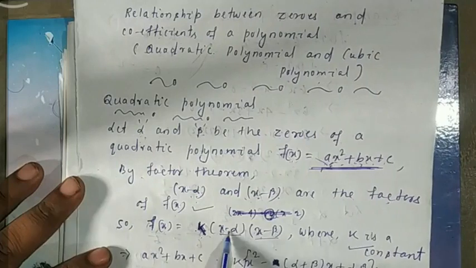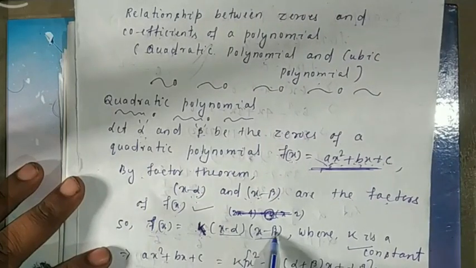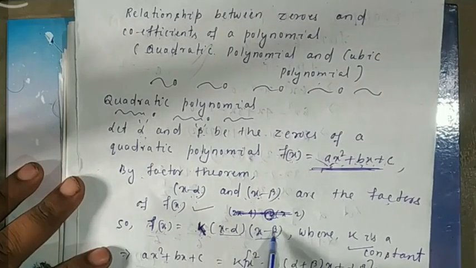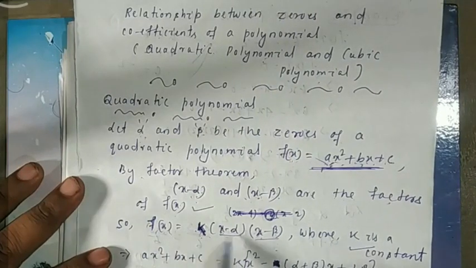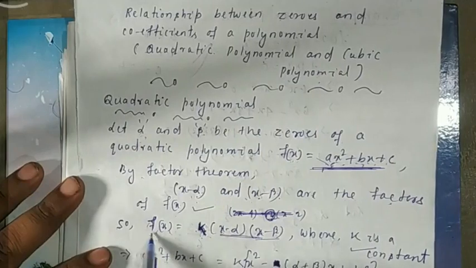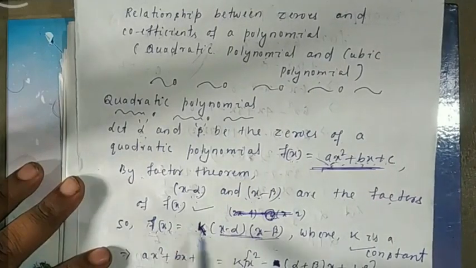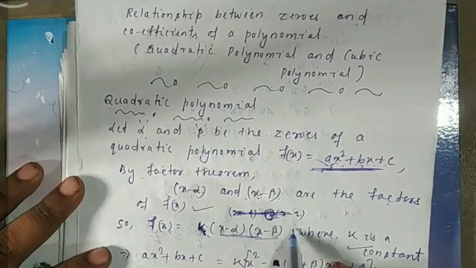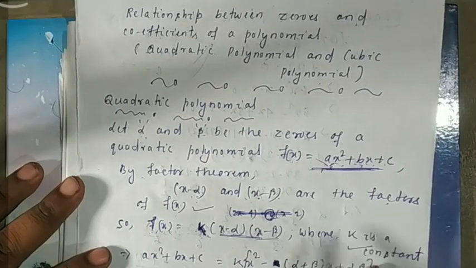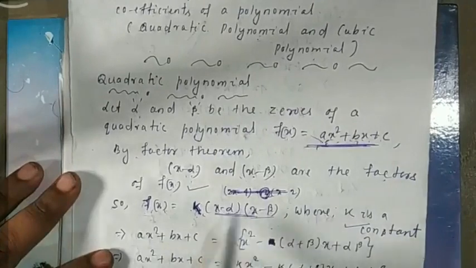That means x minus alpha and x minus beta are the factors, so f of x is exactly divisible by these factors. So we can write f of x equals k into x minus alpha into x minus beta, with remainder equal to 0, because these two are the factors.